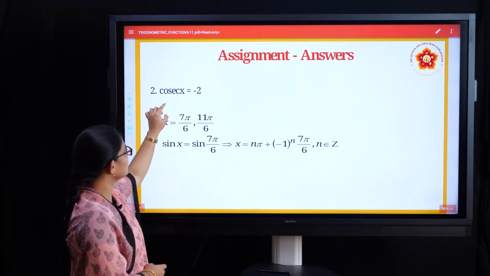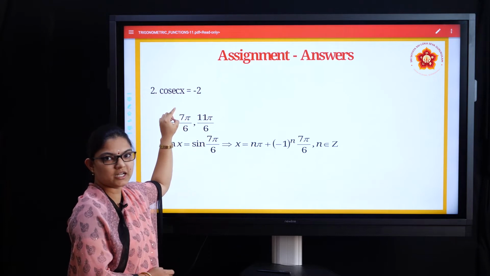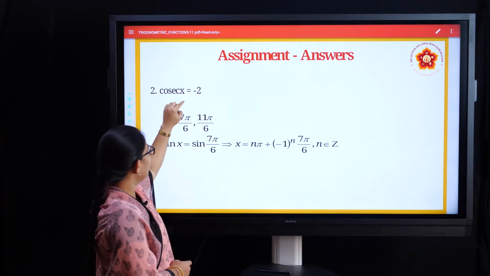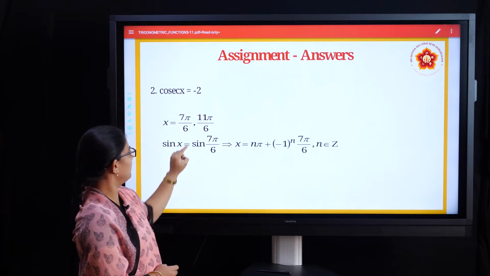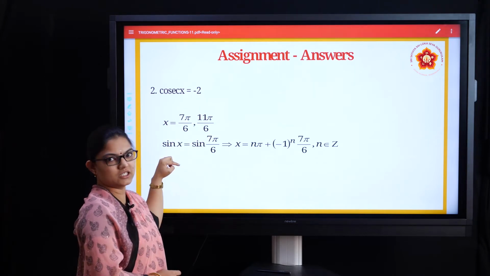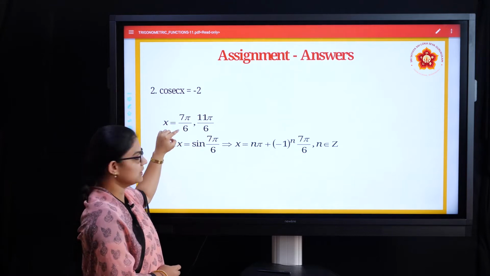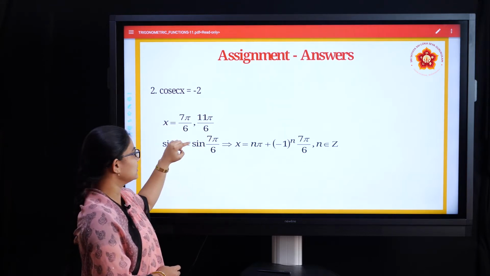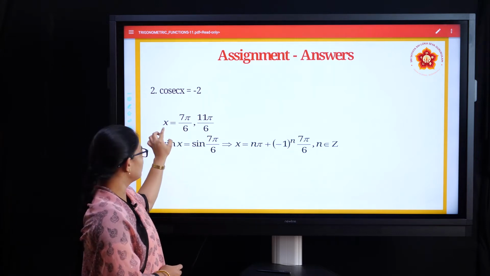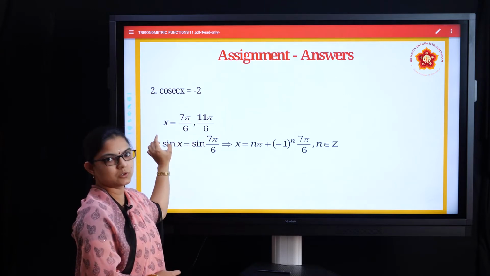The next question was cosec x is equal to minus 2. Cosec is negative in the third and the fourth quadrants, so we need third and fourth quadrant angles. Cosec is 2 for pi by 6 and it is minus 2 in the third quadrant, that is pi plus pi by 6, that is 7 pi by 6, and the fourth quadrant angle 2 pi minus pi by 6, that is 11 pi by 6. So we have 7 pi by 6 and 11 pi by 6 as principal solutions.